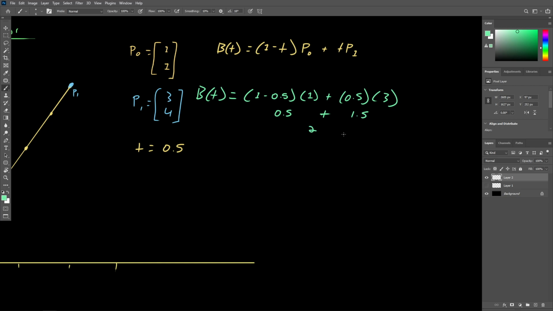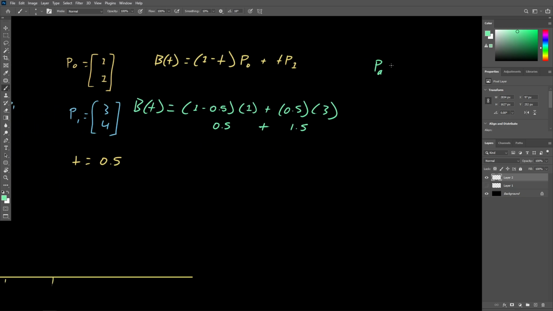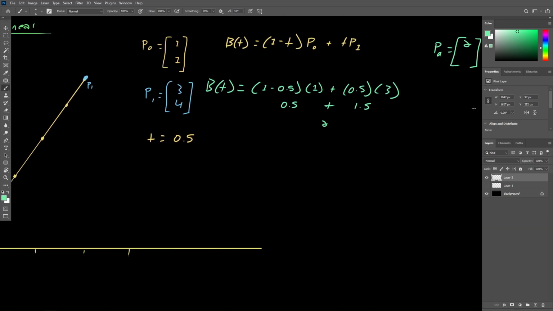All right, so 2. Let me just draw a new point here. Let's call this P alpha. P alpha will have its x component equal to 2. And then we do need to quickly do this again for the y components. Let's use a different color here. So in this case, B of t, well, B of 0.5 for the y components.